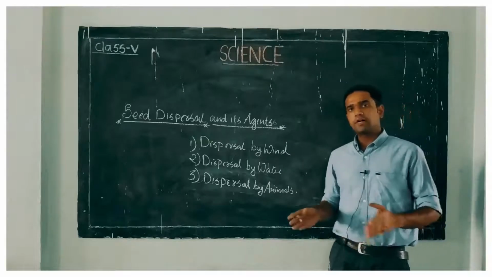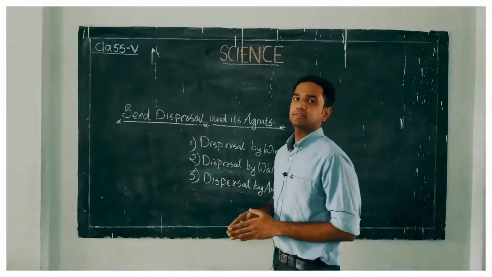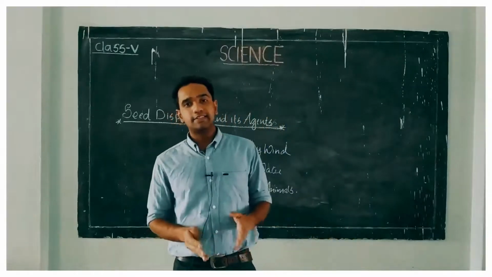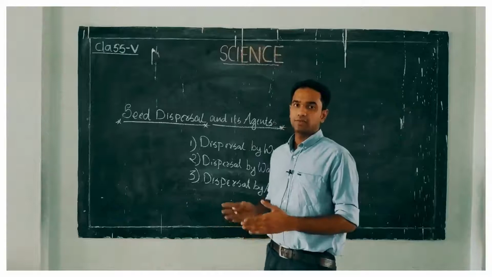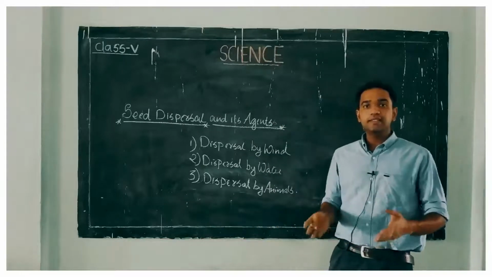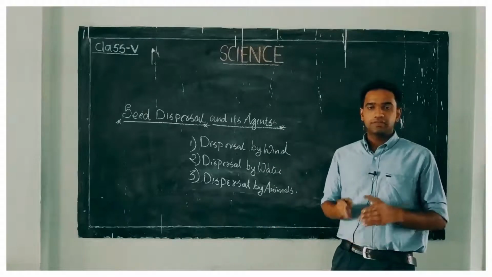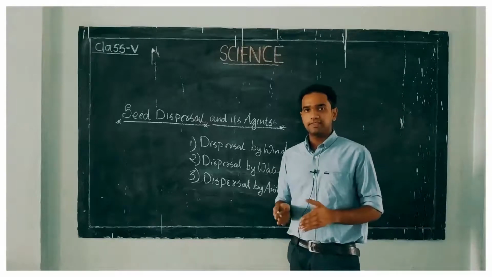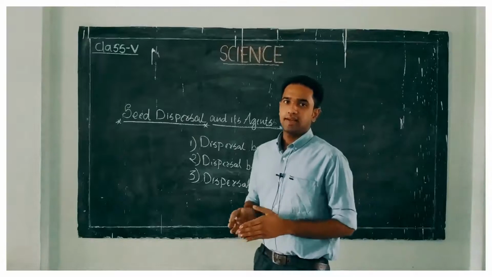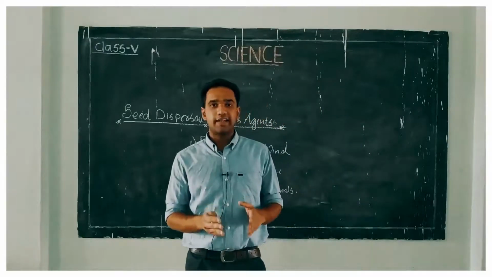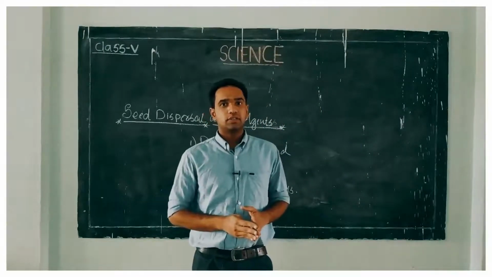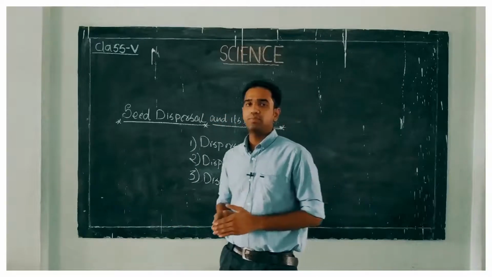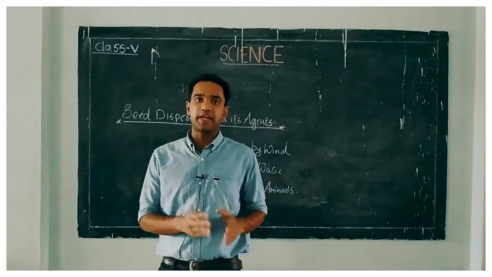Then what about animals or birds? These animals or birds get attracted towards these colorful fruits, and when they eat up these fruits, the fleshy part or the juicy part gets digested by their digestive system, and the seeds are excreted out after some time to other places and a new plant grows out from those seeds.